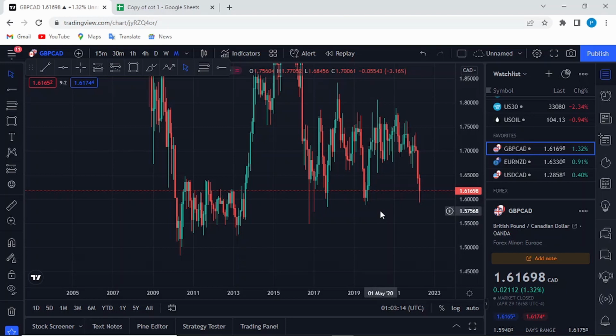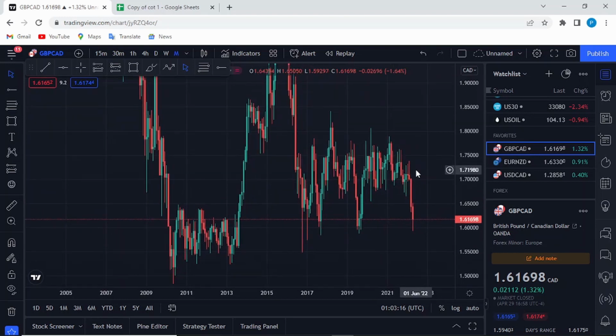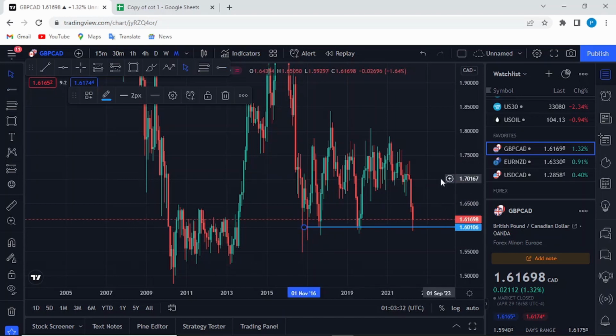GBPCAD is ranging. So with ranging markets, there is a common resistance and there is a common support. So right now on the monthly, we can see that price is testing the common support right here, this very area. And there has been a rejection already, so we expect technically for this market to go up from this area.